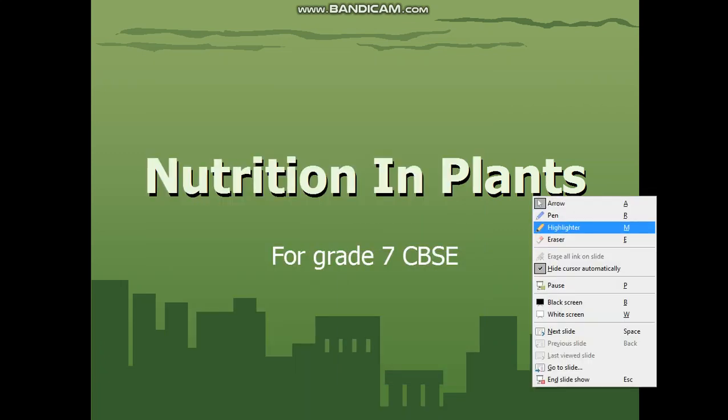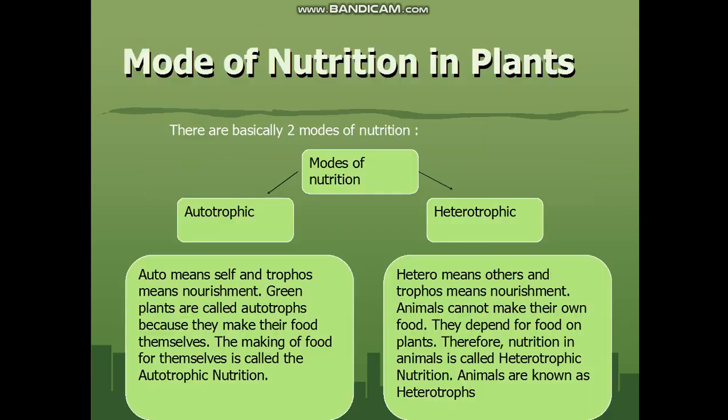Nutrition in plants. Mode of nutrition in plants. So plants actually do photosynthesis for their nutrition, and photosynthesis is very necessary for all living organisms in this world. On the earth, each and every living organism is dependent on photosynthesis. Now let us see how.